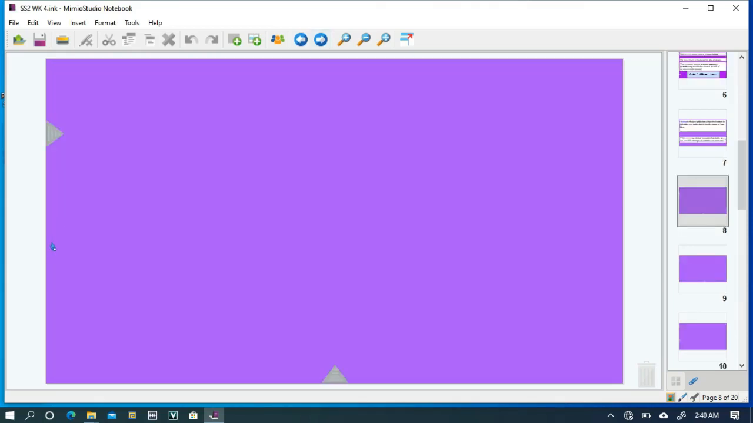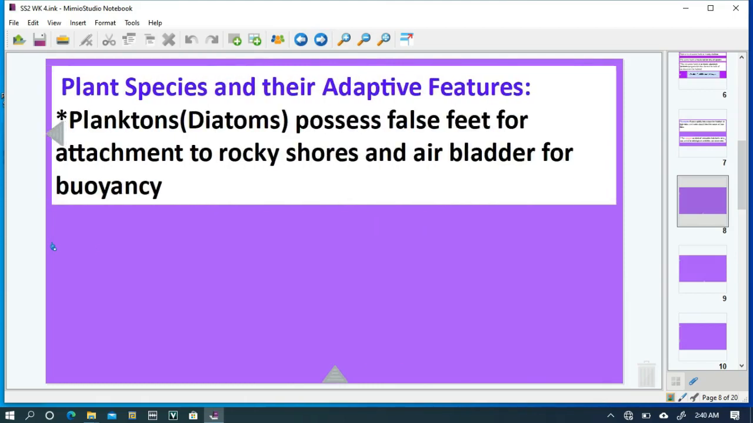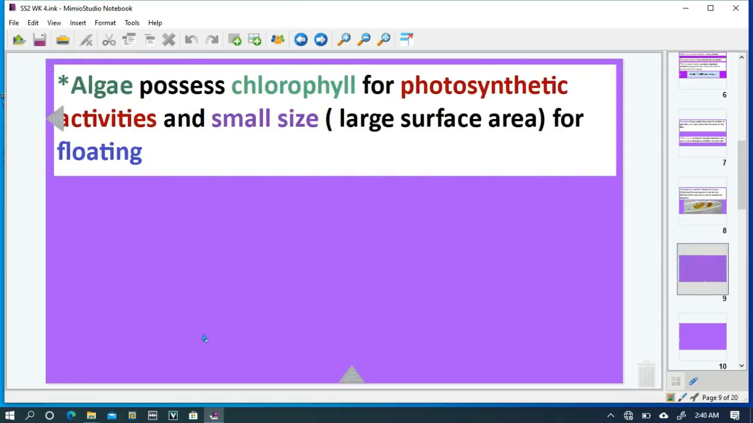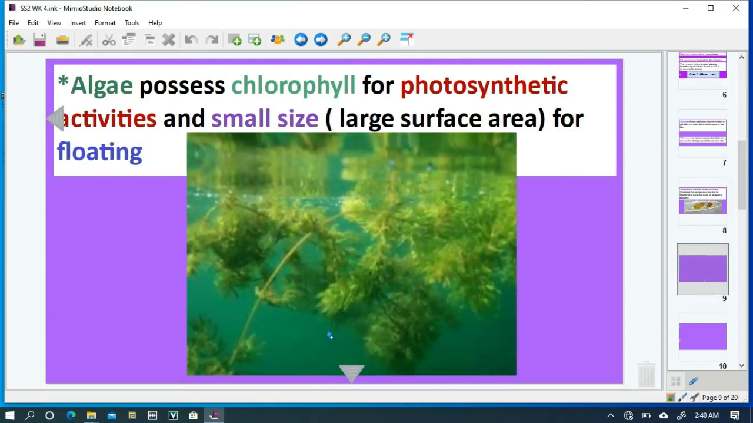Plant species and their adaptive features. Planktons, such as diatoms, possess false feet for attachment to rocky shores and air bladder for buoyancy. Algae possess chlorophyll for photosynthetic activities and they are small in size. That gives them an advantage to float in water because of their large surface area to volume ratio.